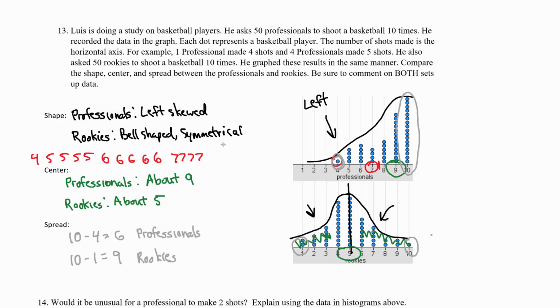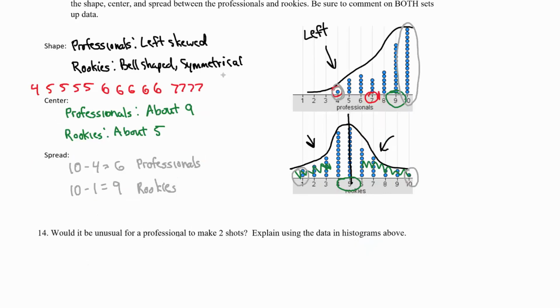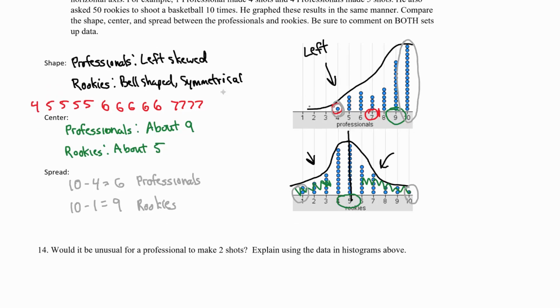In our last question, 14, all the way here at the bottom, it's asking, would it be unusual for a professional to only make 2 shots? And I think that would be yes, that would be very unusual because 2 shots here for the professional would be at the very bottom part of the distribution, no one was recorded doing that. So that would be very unusual. Is it possible that a professional could make only two shots? Sure, but it's just very, very unlikely. So that would be definitely unusual.